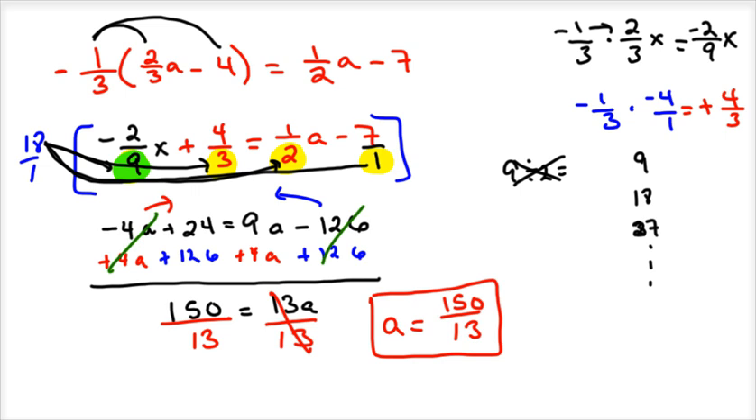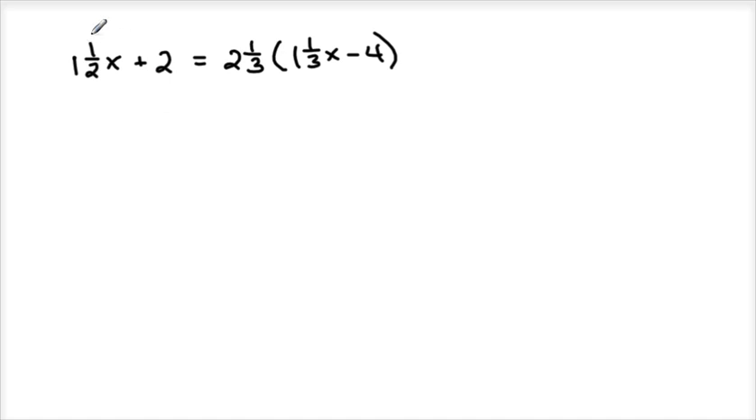Alright, we have a couple more examples. Alright, so we got 1 1/2 x plus 2 equals 2 1/3 times quantity 1 1/3 x minus 4. So I made this one a little bit more difficult. We have a mixed number here, and we have a single distribution. What I want to do first is concentrate on these mixed numbers here. We know we're going to be multiplying something, so when we're multiplying fractions, everything should be an improper fraction. So let's take care of that first.